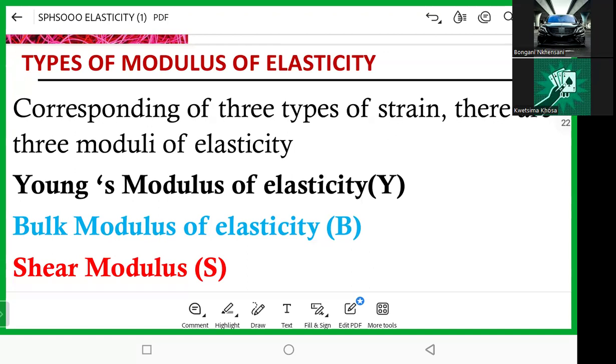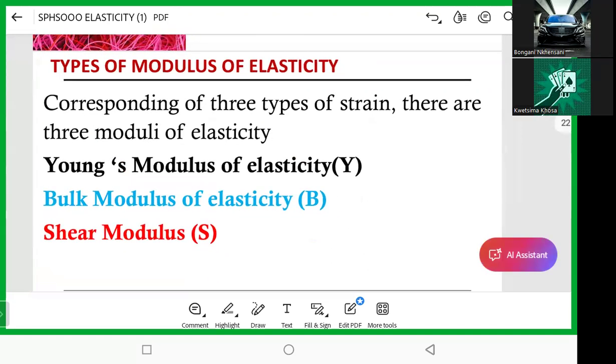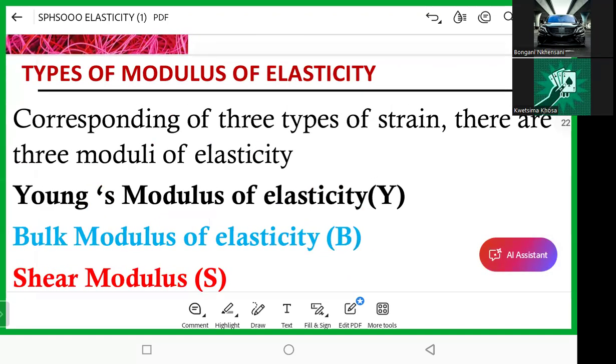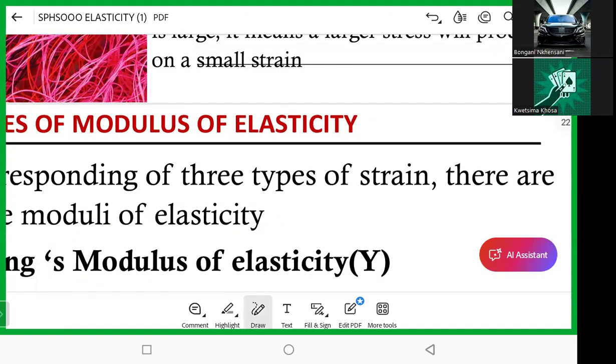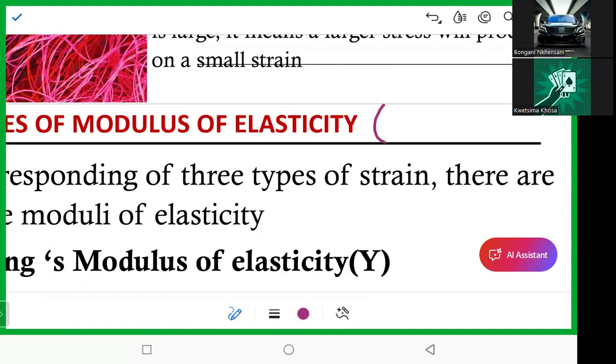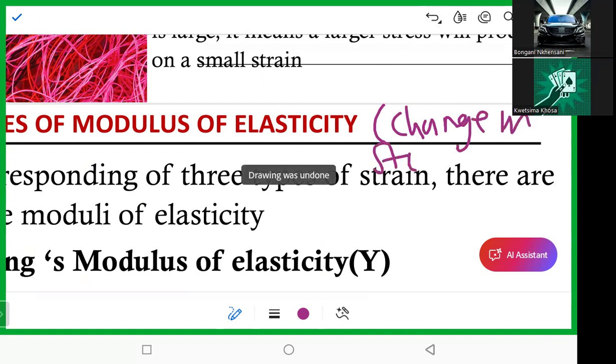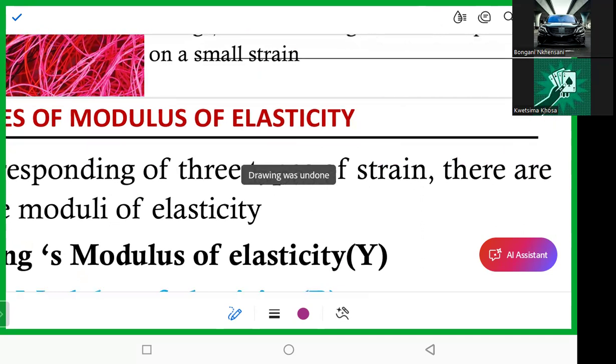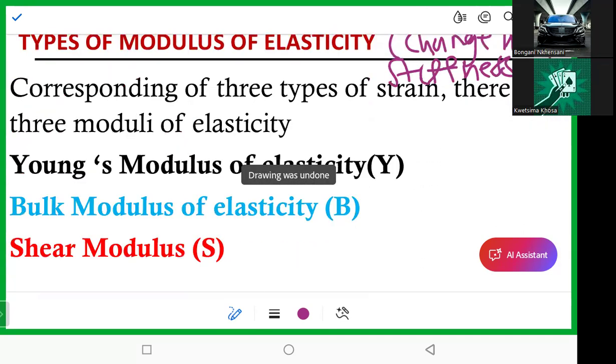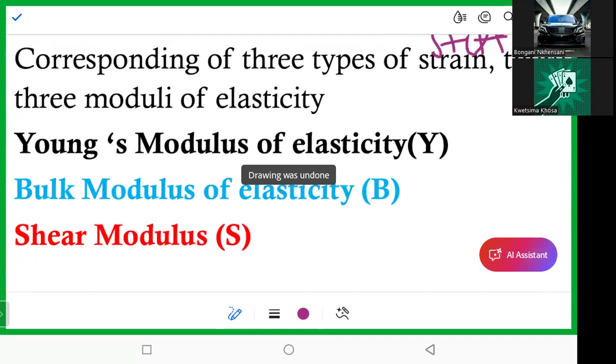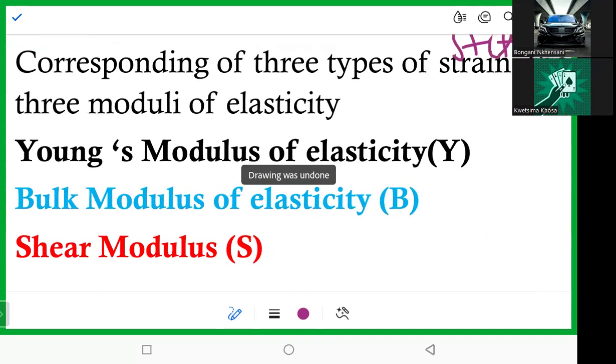So now we're checking the types of modulus of elasticity, meaning we've got types of modulus whereby we're checking the change in the stiffness of our material. We've got three types here that you must know. You must know all of them because they usually ask questions on this and they have a lot of math.